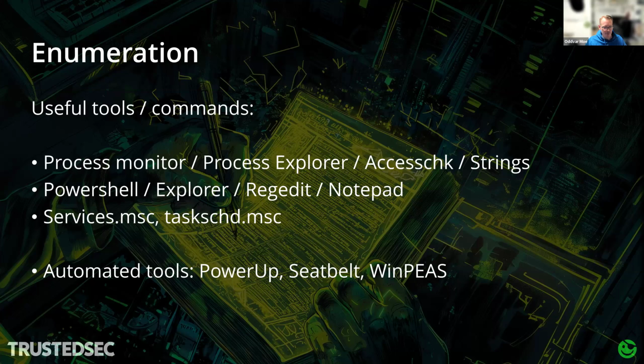There are a ton of automated tools out there. Just to mention a few of them, you have PowerUp, which is a PowerShell-based tool that can enumerate many of the things I'm going over today. Same with Seatbelt, that's a C# version of PowerUp and a little more extensive. We also have WinPEAS, which is also a great tool for looking at privilege escalation things.